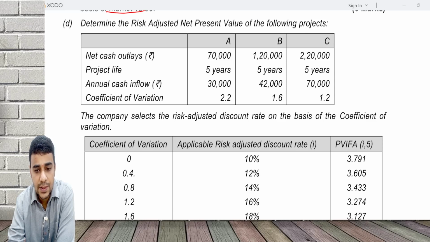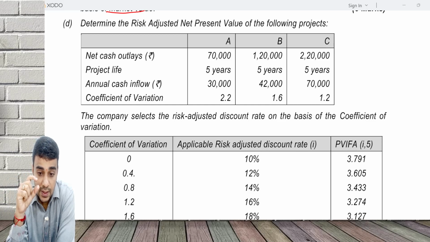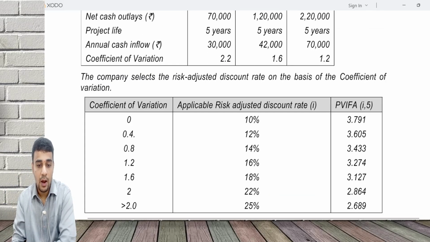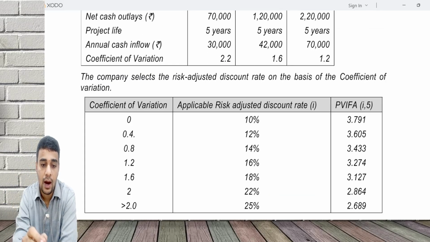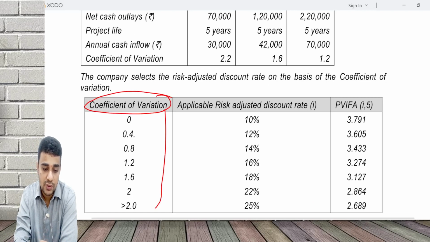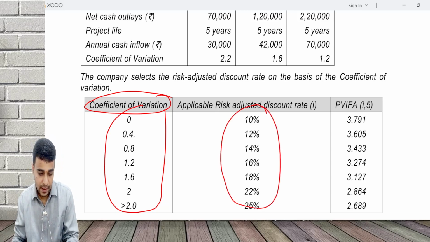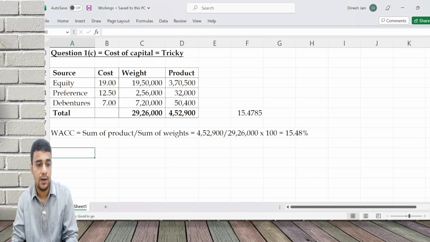Okay, this question is asking us to calculate risk adjusted NPV. This has come from risk analysis in capital budgeting, where the discount rate will vary based on the risk. How do you measure risk? You measure risk through coefficient of variation. So based on CV, you will have the risk adjusted discount rate and accordingly complete the calculation. So this is the most simple of the lot.